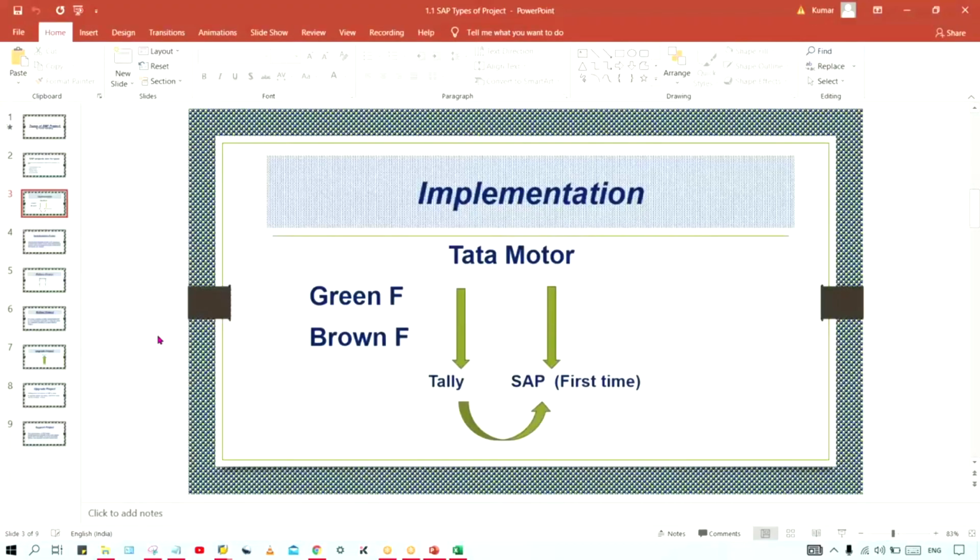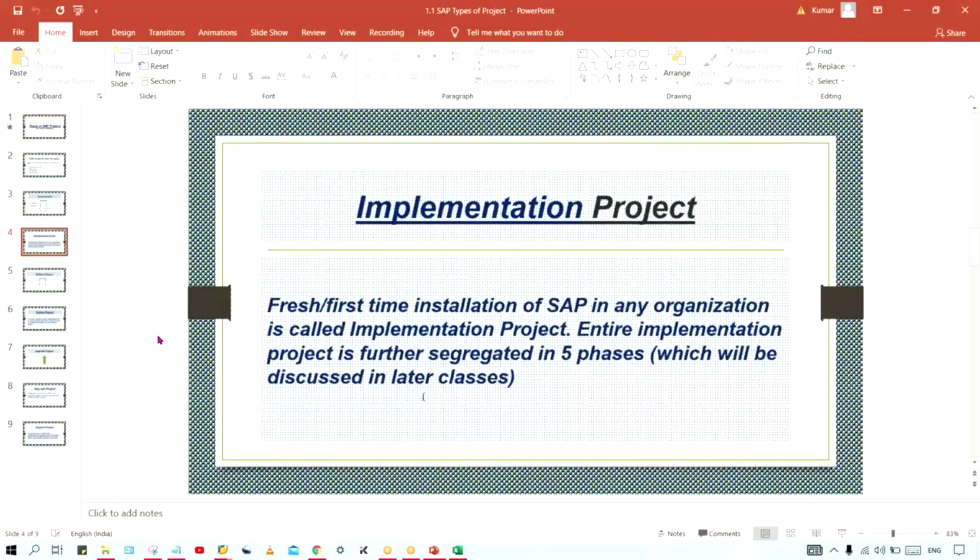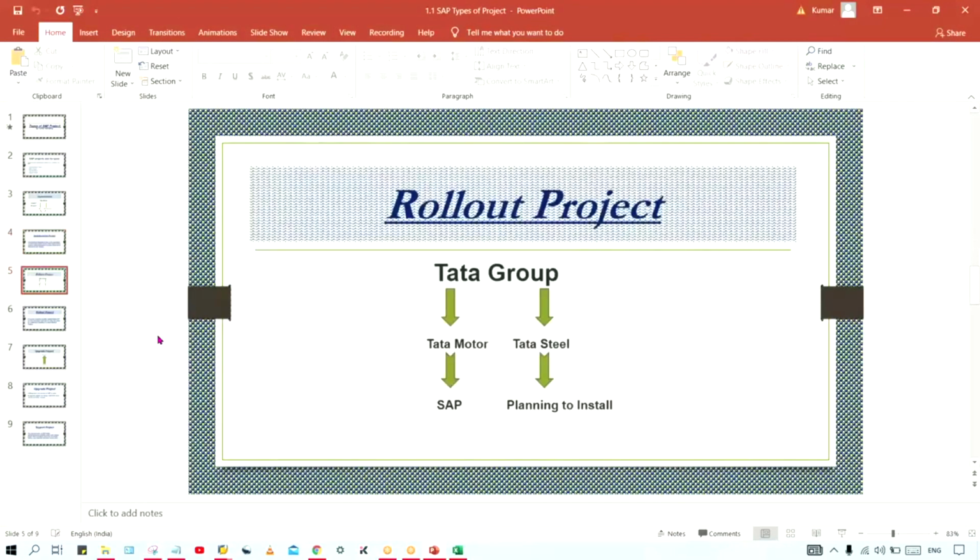Now, then we have the next one, that is called Rollout Project. Okay, so now here in Rollout Project, what is happening, guys? Look here, Tata Group is there. Tata Group is there, right?